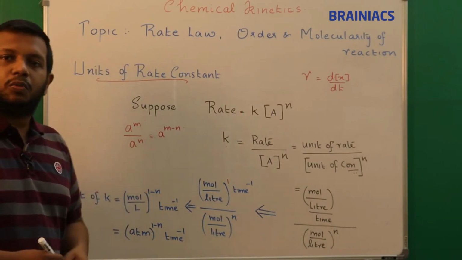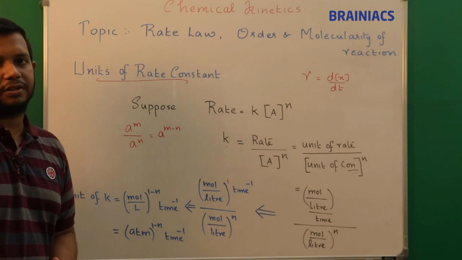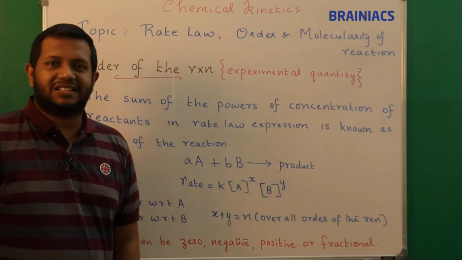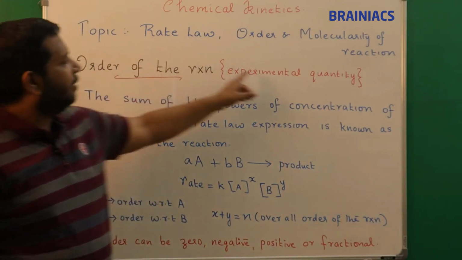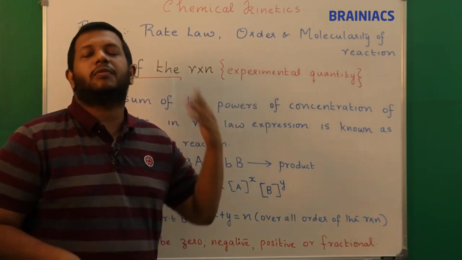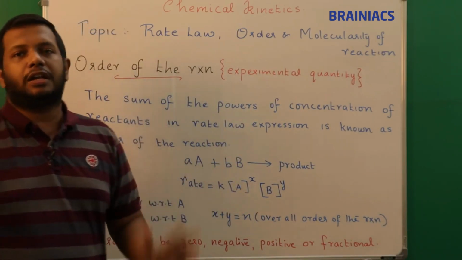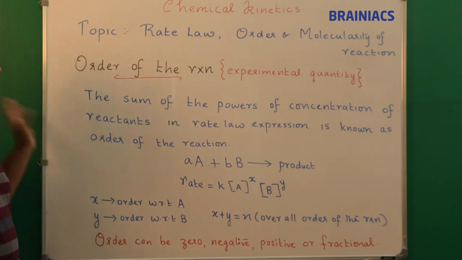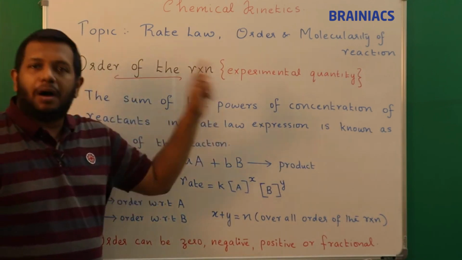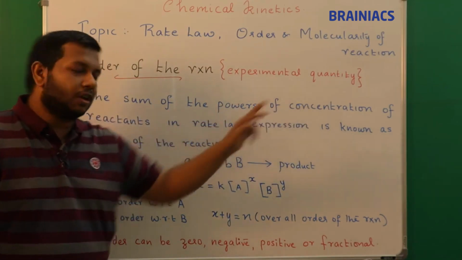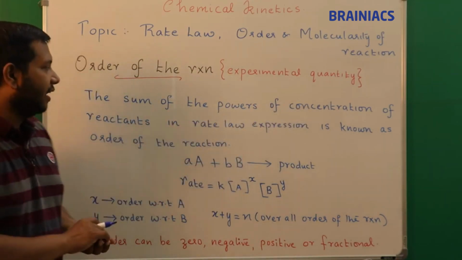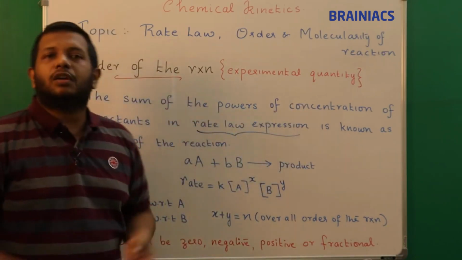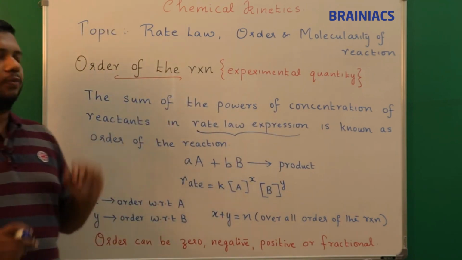Now next we will go to what I told as the mechanism of the reaction. As explained, we are going into detail on what the order of the reaction is. As I told, the order of the reaction is an experimental quantity. Please understand from where it is obtained. It is from the rate law expression. We have learned that. Now what is the order of the reaction? By definition, it is the sum of the powers of the concentrations of the reactants in the rate law expression, known as the order of the reaction.